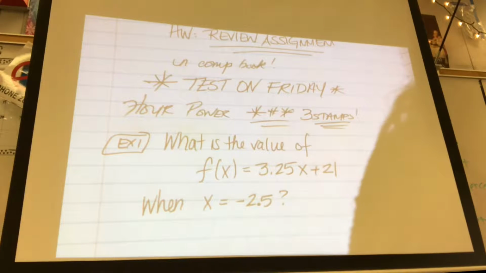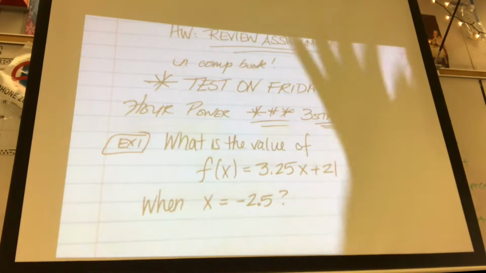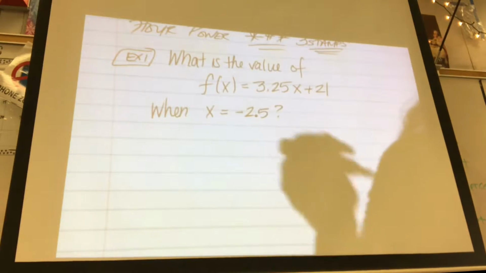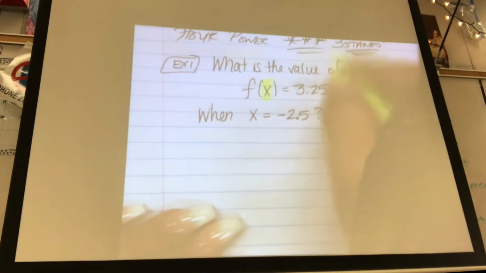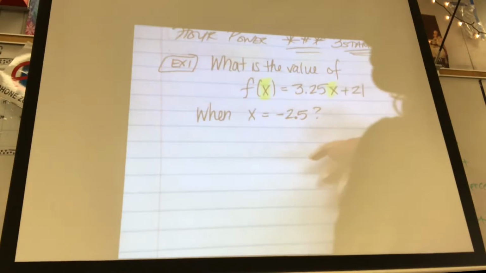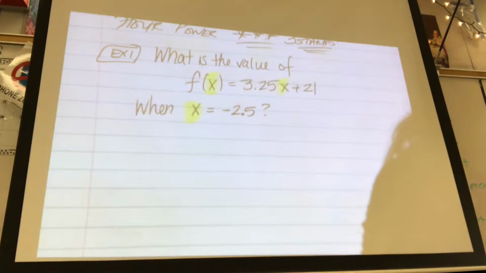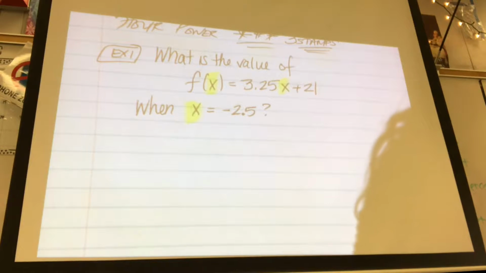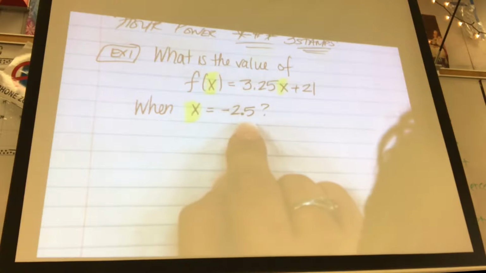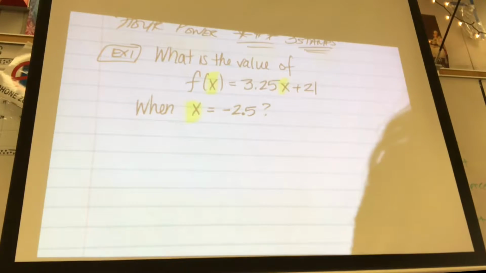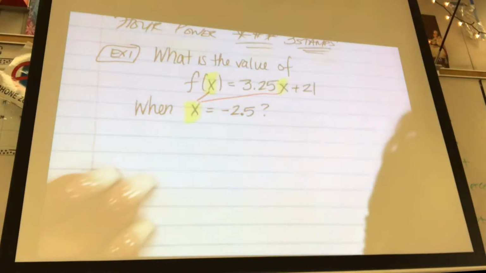What I want you to do is highlight everywhere you see an x. So I see an x right here. I see an x right here. I see an x right here. Everywhere I see an x, well, what is x equal to? 2.5. Almost. Negative 2.5. So everywhere I see an x, I'm going to put negative 2.5 instead.